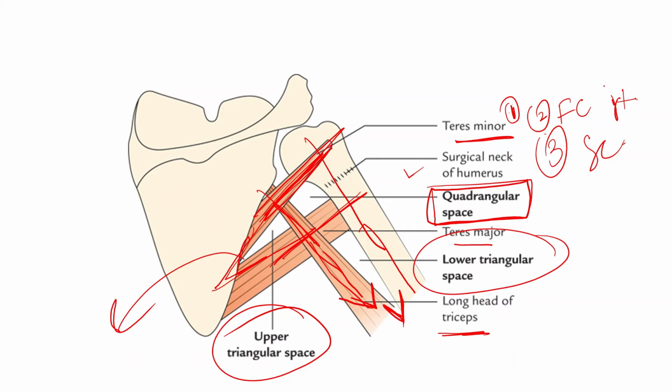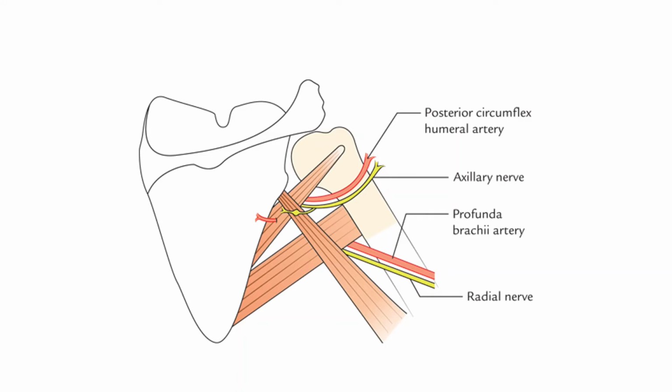Moving on to the contents of the spaces. Each space has certain important contents. Firstly, to begin with, the contents of the quadrangular space. The quadrangular space has one important nerve and an artery. The nerve is the axillary nerve, which is a branch of the posterior cord of the brachial plexus with a root value C5, C6.